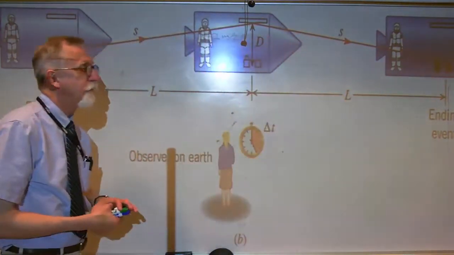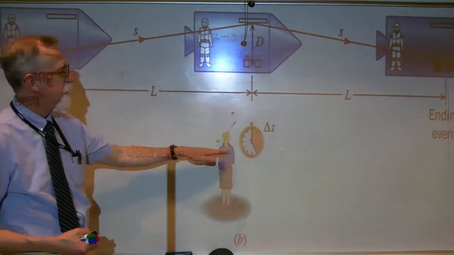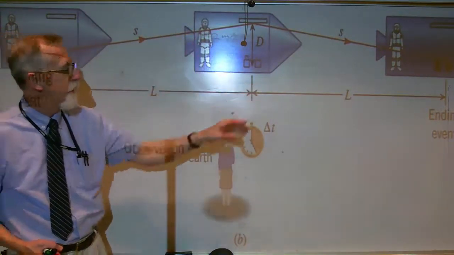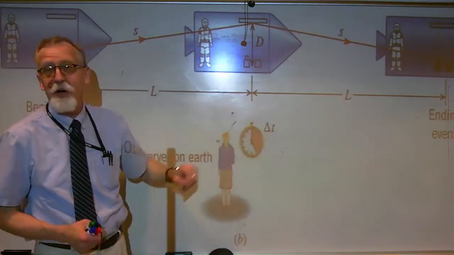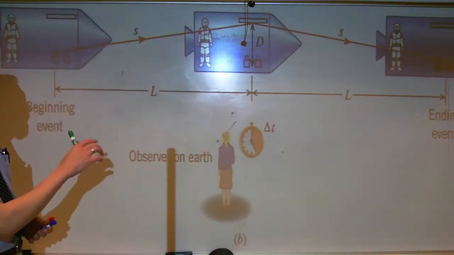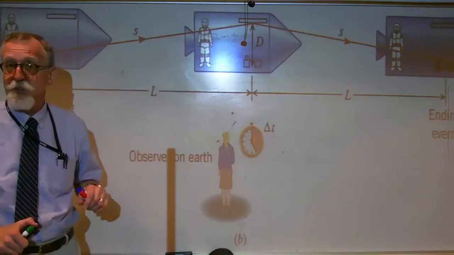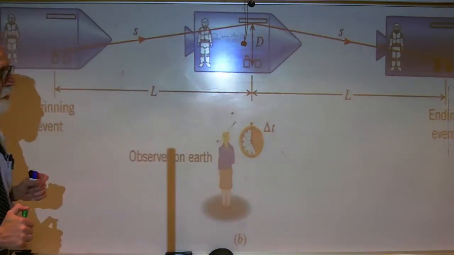And what we want to do is figure out how much time it takes between those two events when it's measured by an observer on the Earth. We'll call that time delta T. Now, there's a problem with this diagram, and I want to emphasize that.